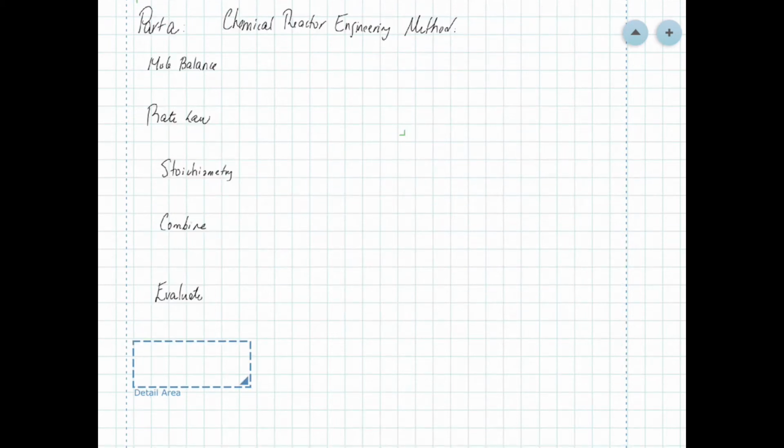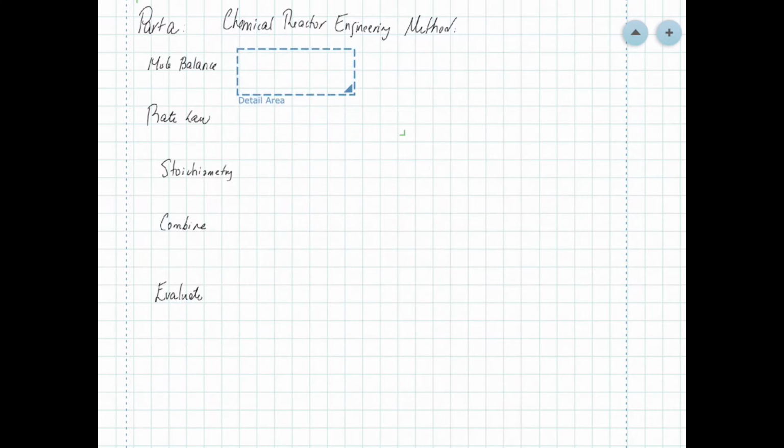Let's focus on part A for this example. As we have mentioned before, Fogler has a great method to put together the analysis of the reactor design. The chemical reactor engineering method includes the mole balance, the rate law, the stoichiometry. We combine the information that we have from the previous steps and then we evaluate. So let's start with the mole balance.